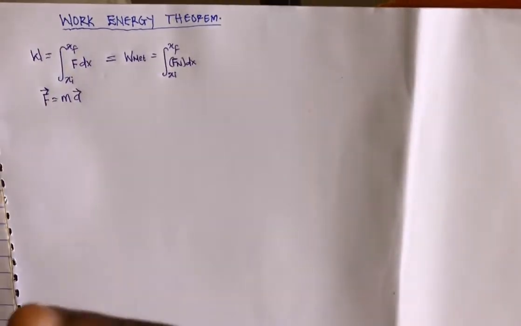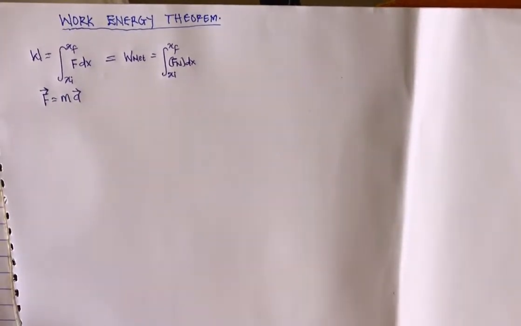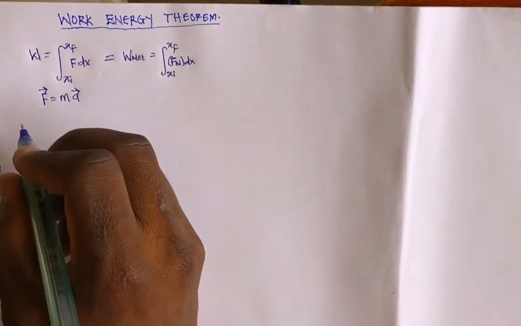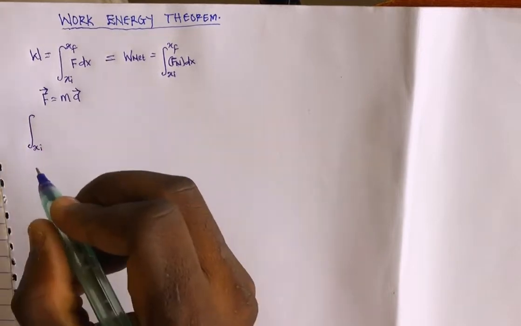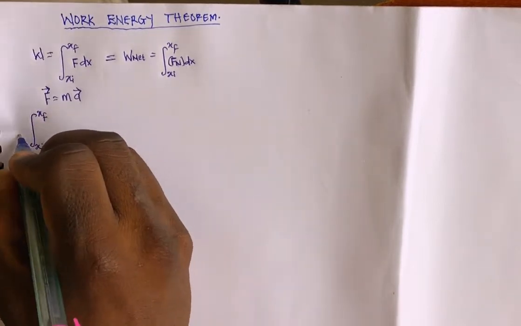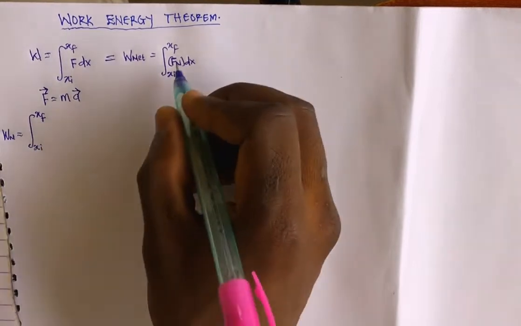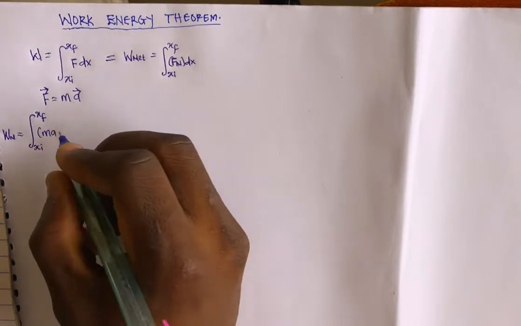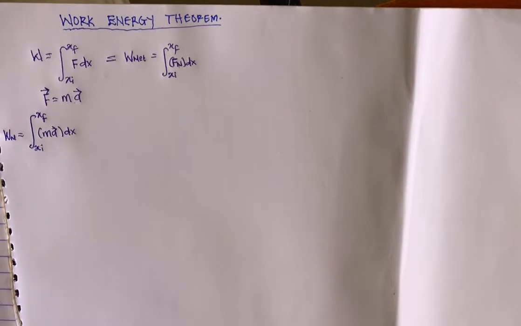Actually, we are given that F equals MA, that is, force is equal to mass times acceleration. I can replace this with this. Then I'll have the integral from initial position to final position. Let me put my net work done here. I will replace this with mass times acceleration with respect to position.